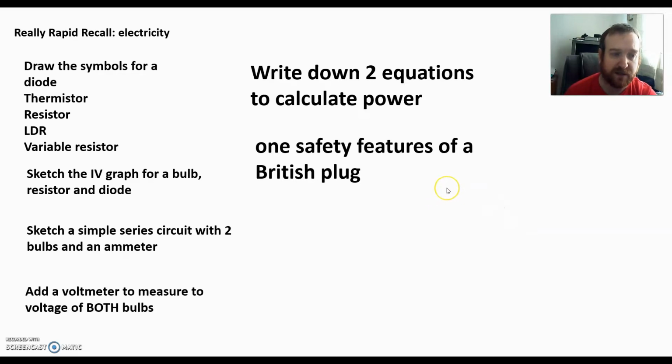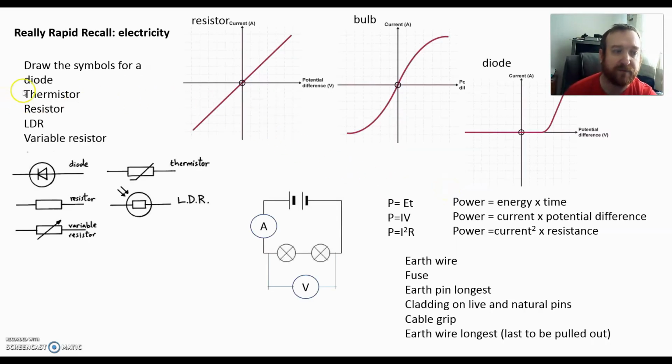Okay, so answers time. Here are my symbols for a diode, thermistor, LDR, resistor and variable resistor. We've got the IV graphs here. You want to have a straight line going through the origin for a resistor. You want to have a curved line either side for a bulb. Doesn't obey Ohm's law. It's a curved line. It's not directly proportional. This is directly proportional.